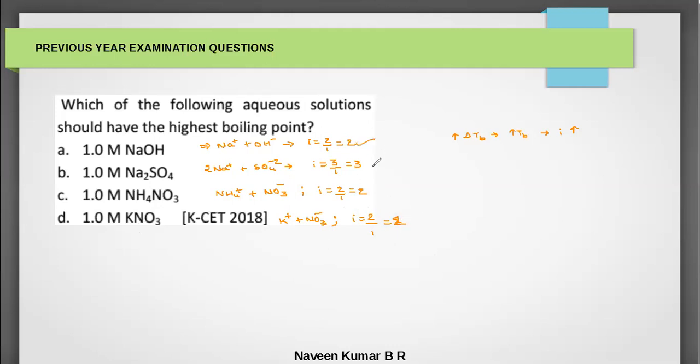Now, if you observe, the Van't Hoff factor is 2 for A, C, and D, and for option B the i value is more. The higher the value of i, the higher the boiling point of the solution. Hence, the correct answer for the question is option B.